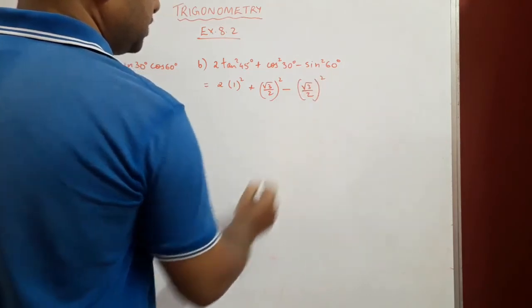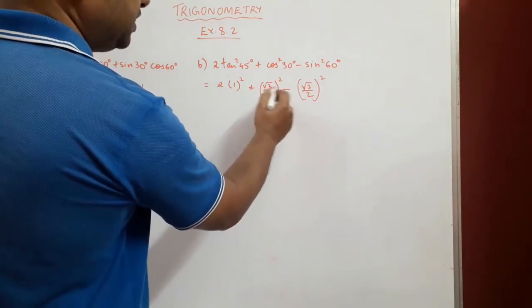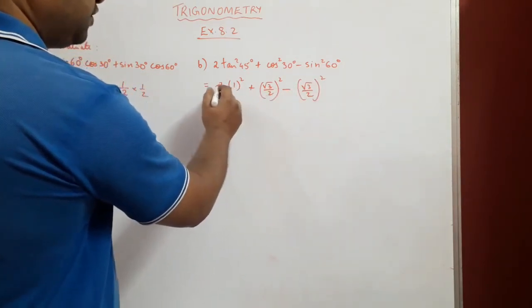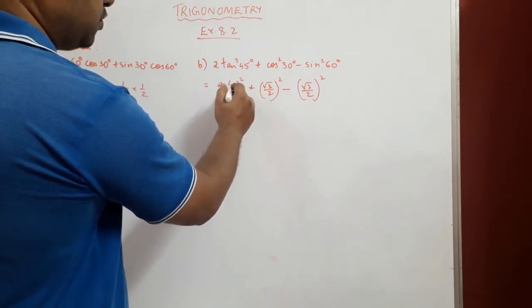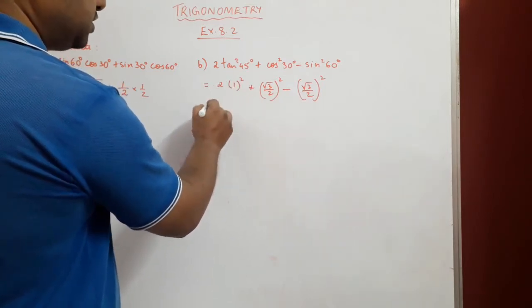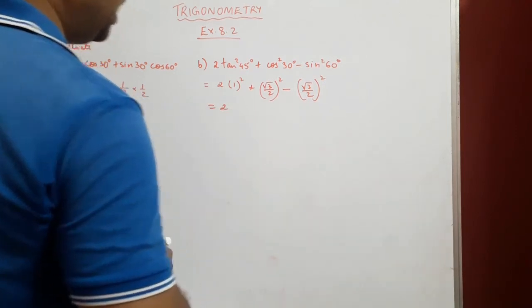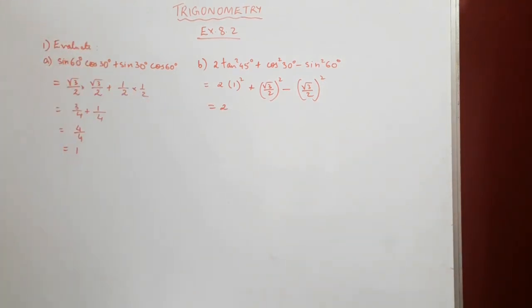The whole thing is square. If you notice, these two are the same and they cancel out each other. What we are left with is 2 into 1 whole square. 1 whole square is 1. 1 into 2 is 2. And that is our answer for this problem.